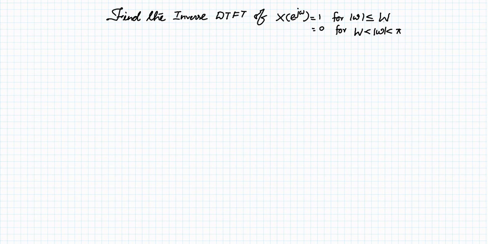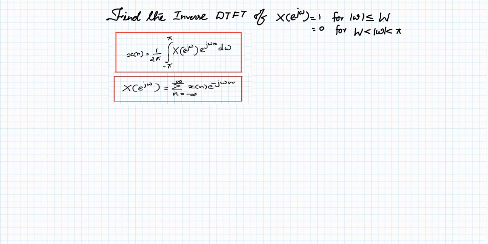We'll see how to find the inverse DTFT. So these are the transform pairs. This is the general formula for calculating the DTFT, that is X(e^{jω}). By using this formula, you will get X(e^{jω}). Now we need to find out what is x(n).